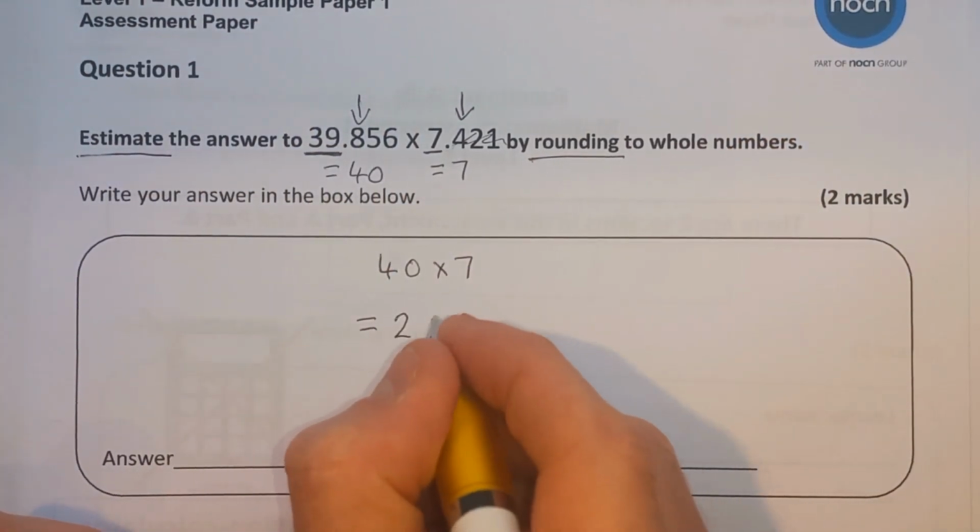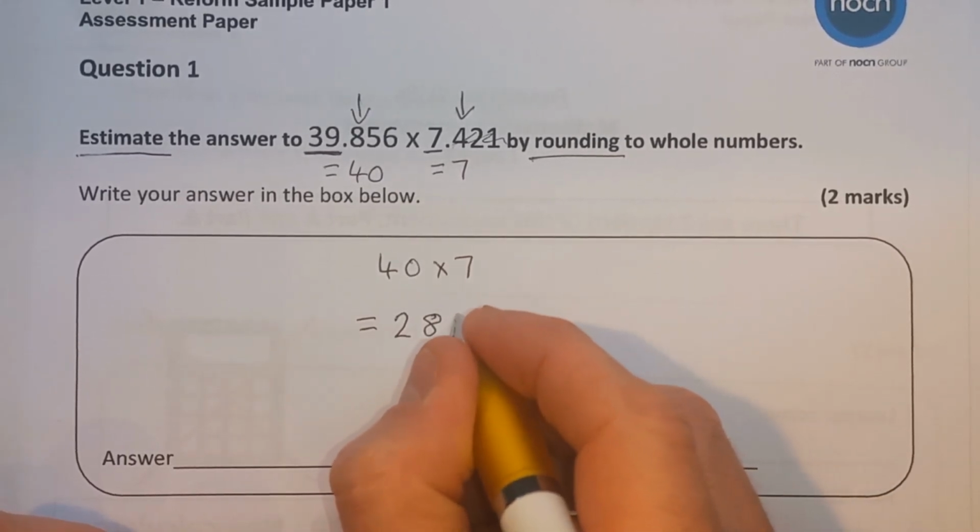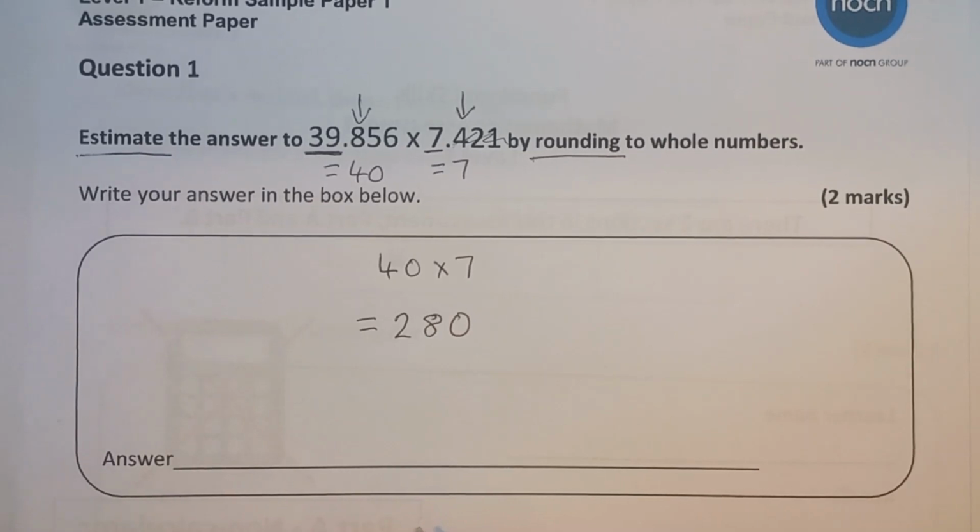So that's for the 4 times 7. And we've got the 0. So essentially we're multiplying by 10. Just put a 0 on the end.